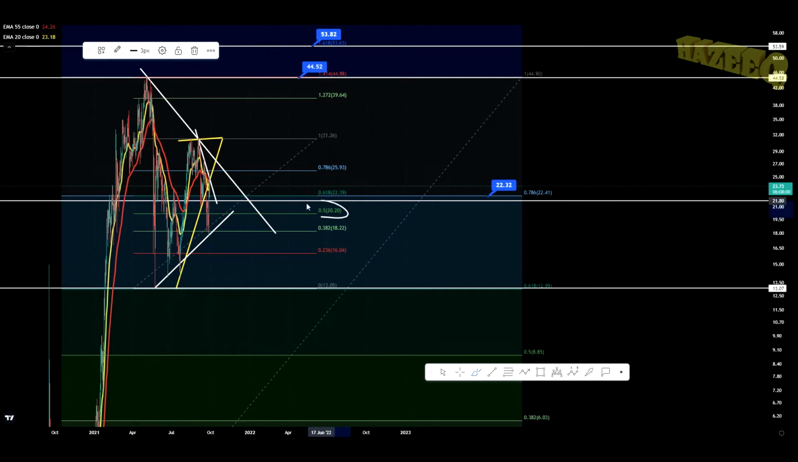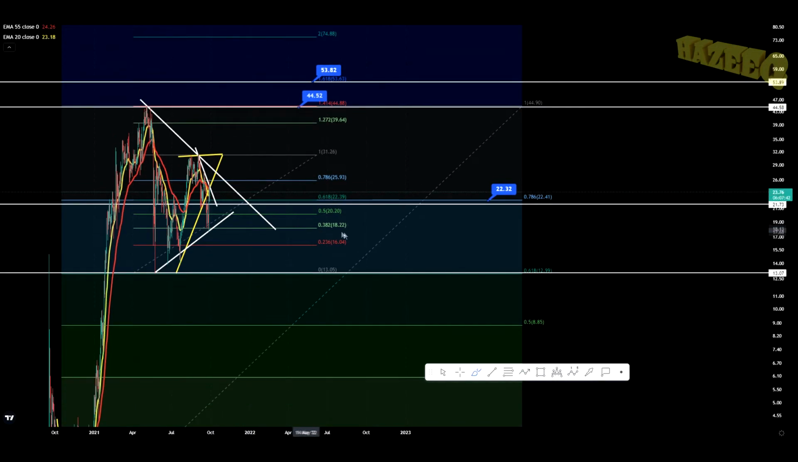Below that, $20.20, and below that, $18.22. So what I would expect is if we come back down here, print this second low and create this nice double bottom pattern, okay? That's something that I'm expecting with a Bitcoin dip going as low as $35,000 pretty much. That's what we can expect.